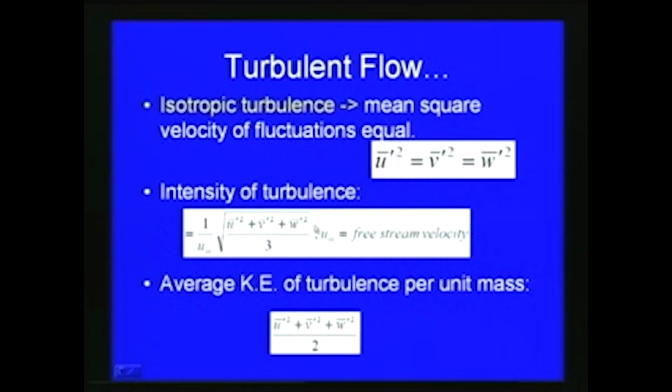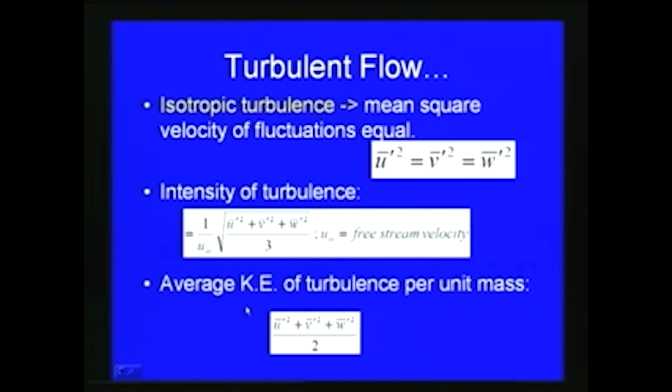And then the intensity of turbulence is generally expressed as, as you can see in this slide, the intensity of turbulence is equal to 1 by u infinity, where u infinity is the free stream velocity, times the square root of u dash bar square plus v dash bar square plus w dash bar square by 3. So, this gives the intensity of turbulence.